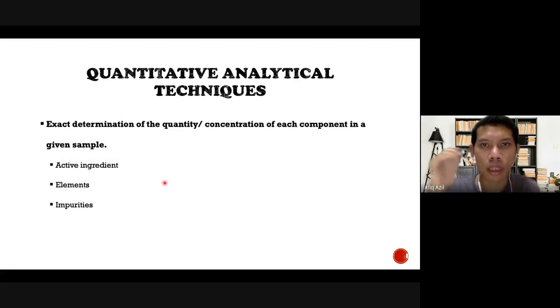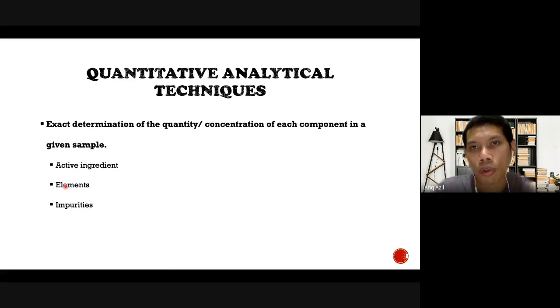Whereas quantitative analytical techniques involve numbers, meaning you want to know the exact quantity or amount that is present in the samples, normally stated as concentration. Among the components that you can determine are the active ingredient, the API, other elements present, and also impurities.